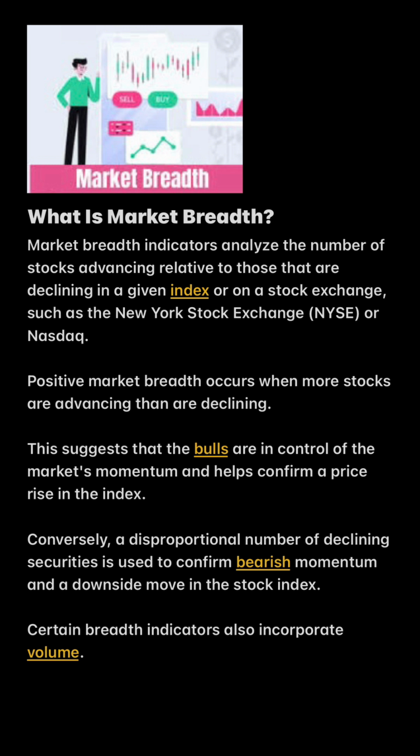Positive market breadth occurs when more stocks are advancing than declining. This suggests that the bulls are in control of the market's momentum and helps confirm a price rise in the index. Conversely, a disproportional number of declining securities is used to confirm bearish momentum and a downside movement in the stock index. And certain breadth indicators also incorporate volume.